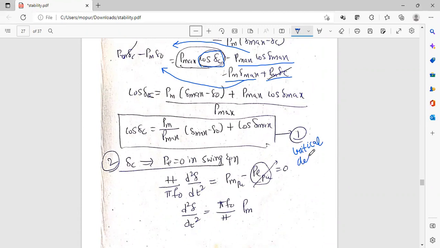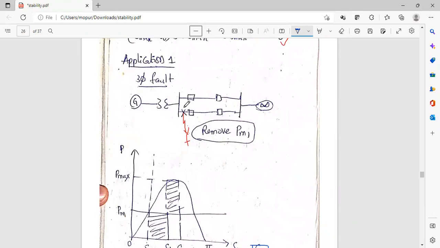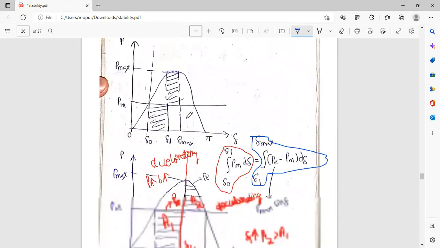From this, you can find delta C, the critical clearing angle. Remember one thing, this critical clearing angle formula is applicable when the fault is at the shown area only. That is, we had taken an application alone, and for that application we are deriving this critical clearing angle. This formula will vary for different applications. When the fault is at this point, you can use the critical clearing angle formula which we have derived now. And let us derive the critical clearing time Tc when the fault is at this point.